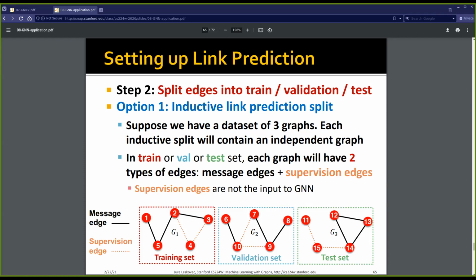And for each one of them, we then do another splitting round, where in the training set, we first select the message edges, then the supervision edges. Again, for the validation set, the same procedure, and for the test set. And we need to remember that supervision edges are not inputted into the GNN. These edges we want to predict.